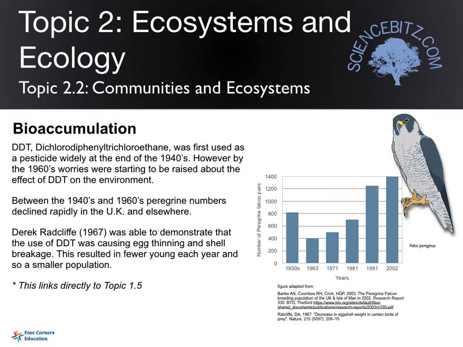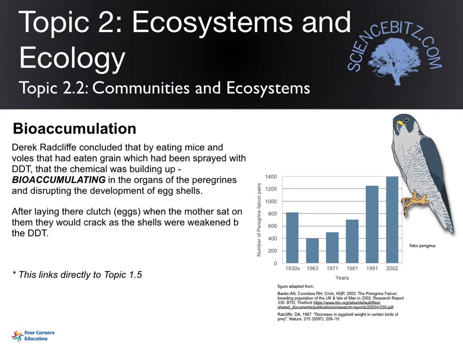And in the 1960s, a researcher called Derek Radcliffe in the UK was able to demonstrate that DDT was causing the eggshells of peregrine falcons to become very, very thin. And this was causing a drop in the numbers of peregrine falcons. What Derek Radcliffe had concluded was that by eating mice and voles, the peregrine falcons were absorbing the DDT into their own system, and it was building up, it was accumulating to such an amount that it was disrupting their ability to make eggshells.